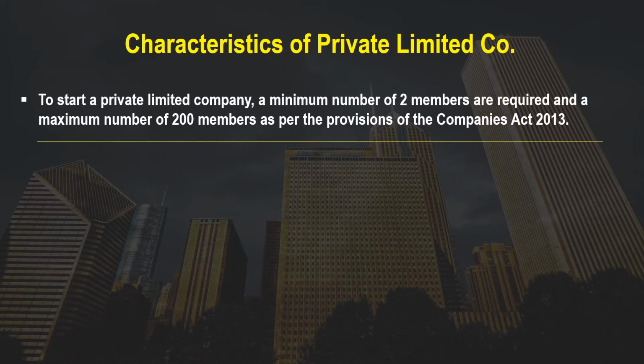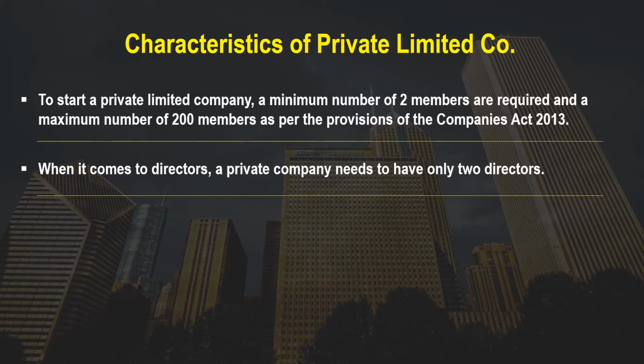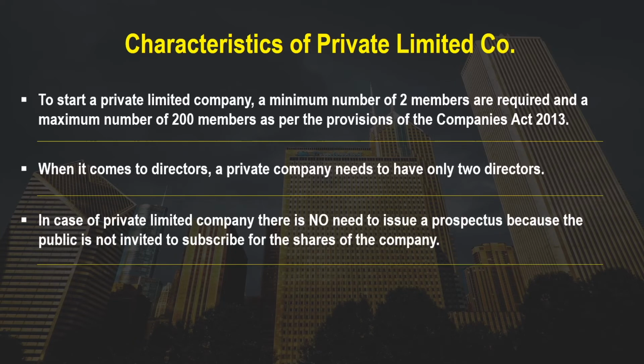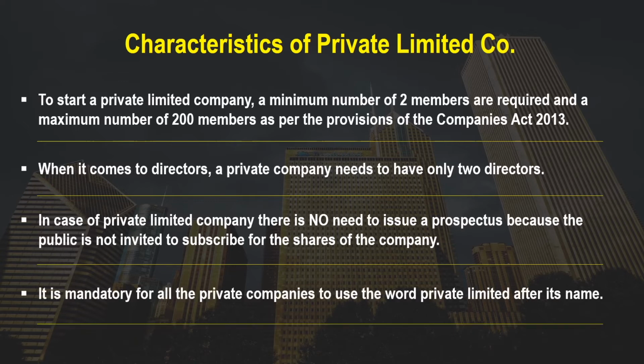A private company has a privilege over the public company as they do not have to keep an index of its members, whereas the public company is required to maintain an index of its members. When it comes to directors, a private company needs to have only 2 directors. In case of a private limited company, there is no need to issue a prospectus because the public is not invited to subscribe for the shares of the company. It is mandatory for all the private companies to use the words private limited after their name.